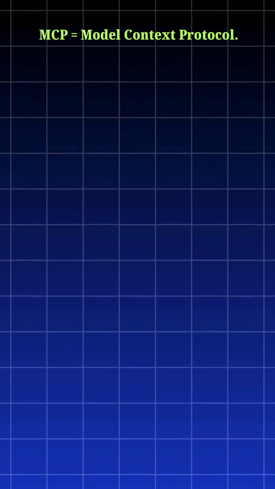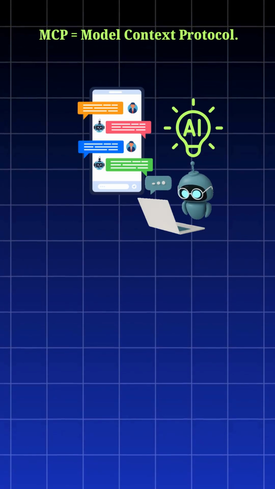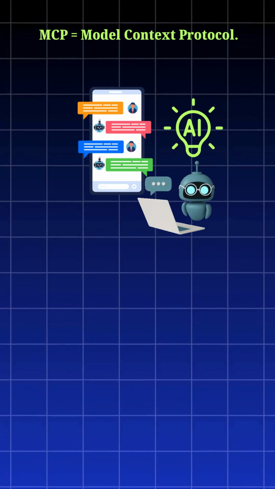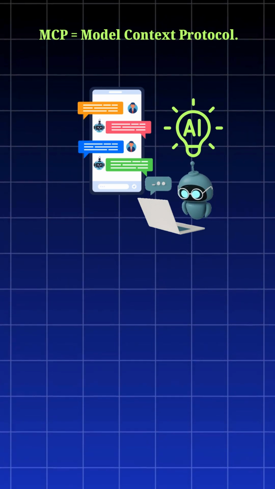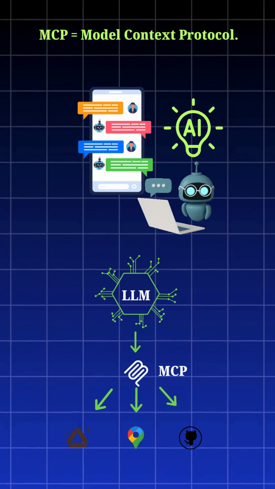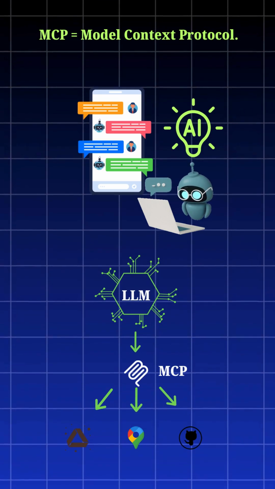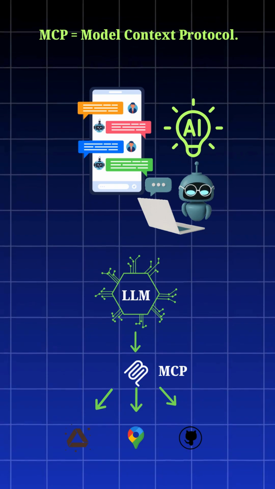MCP, or Model Context Protocol, is newer. It's designed for AI models like GPT or Claude. Instead of developers calling APIs directly, MCP lets AI safely use tools, fetch data, or interact with systems while keeping context and security in mind.